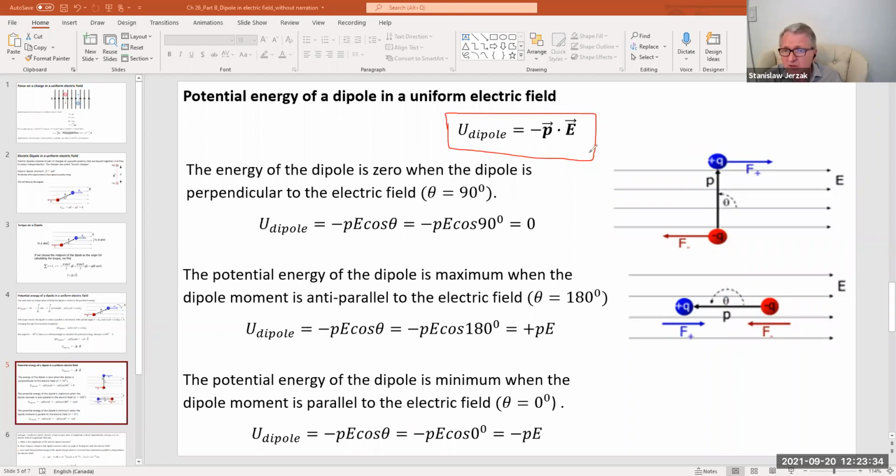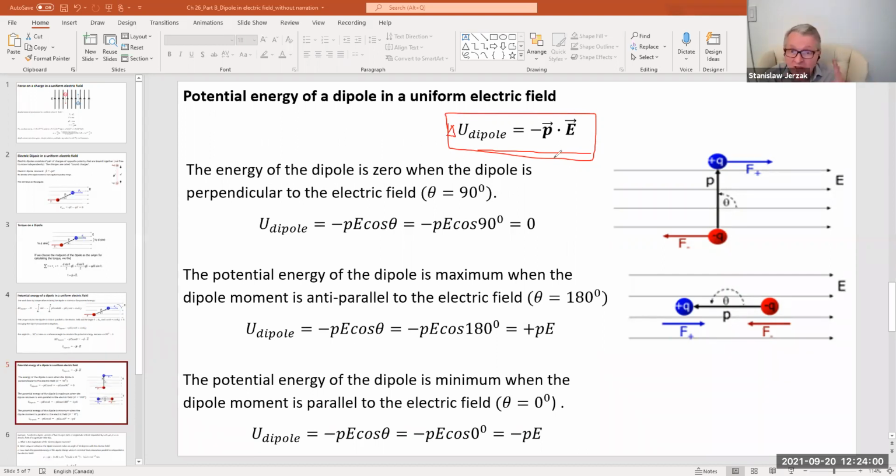It's an extremely important expression, but it leads to some misunderstandings. The first misunderstanding is that students have the impression that potential energy can be calculated for a certain orientation, but I repeat again that this is really the difference of energy between the orientation when it's perpendicular and when it makes angle theta.